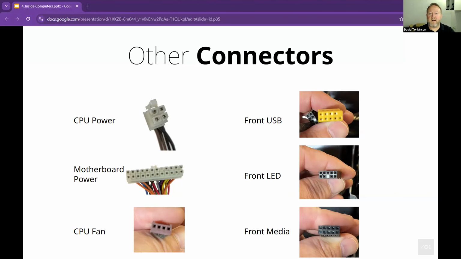There are different colors for front USBs, different notches knocked out. You notice the front LED has got second row port number 3 blocked out, and that prevents you plugging it into your front media section. So they are all different. So don't be too scared. And as I said at the start, when you're pushing them in, if it doesn't feel like it's going in, double check that you're plugging it into the right location. But you should always be able to plug them into the relevant places.